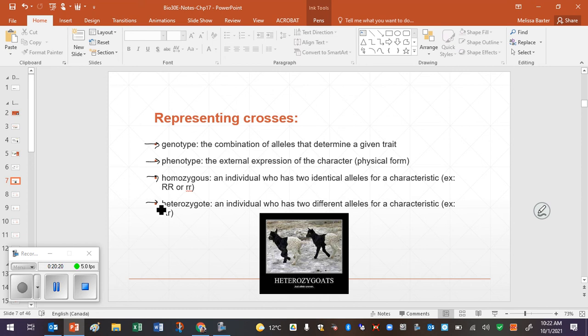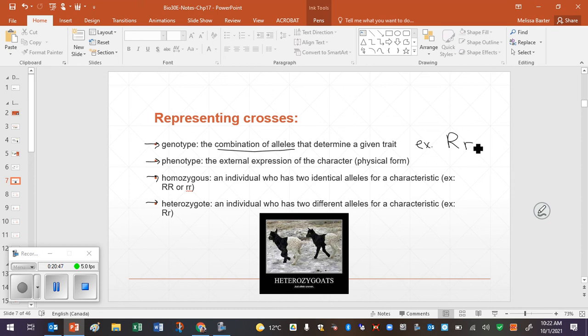So a genotype is the combination of alleles that determine a given trait. So for example, with those P's I was looking at, I might say, well, the genotype for that F1 generation was capital R, little r. Those are the alleles that the organism has for that particular trait.